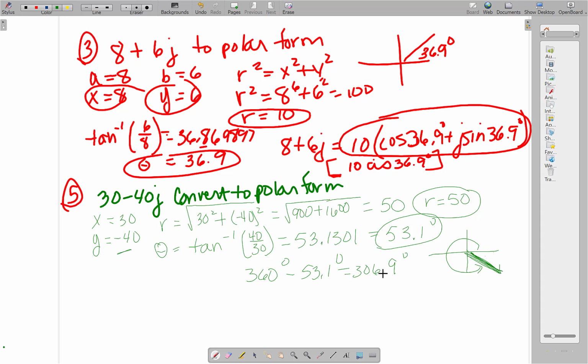So when we write our final answer, we take r, which is 50, times the cosine of 306.9 degrees plus j times the sine of 306.9 degrees. And that's it. Simple as it gets. Let's try another one.